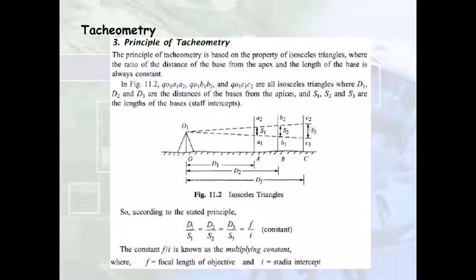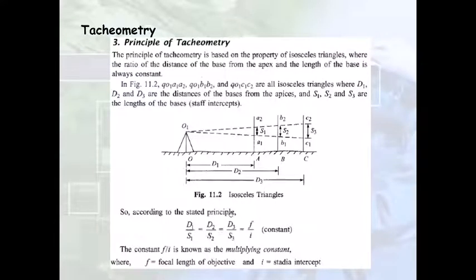Now, since there are isosceles triangles, and by taking the ratio of the sides, since they are similar triangles as well, D1 over S1, where D1 is the horizontal distance between the point O and the point A, and S1, like we discussed, is the difference between the upper hair reading and the lower hair reading. For the second triangle, it becomes D2 over S2. For the third one, it becomes D3 over S3.